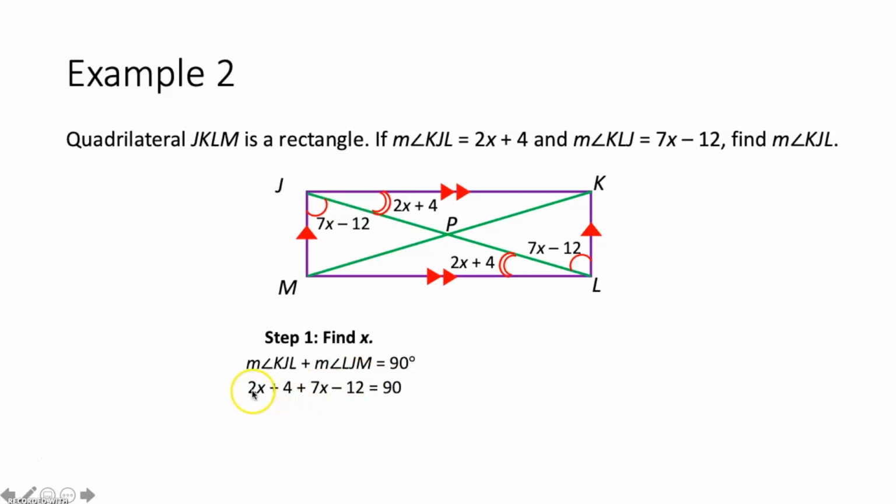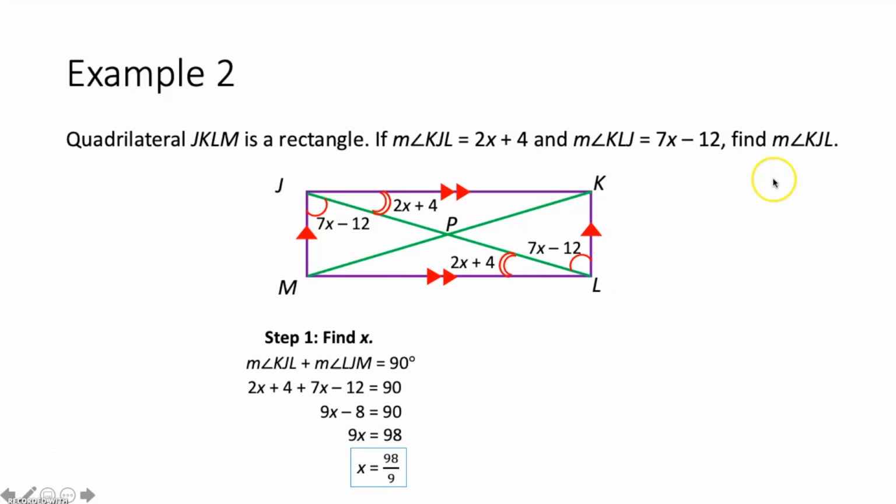Now I can solve for x. So let's combine like terms. 2x plus 7x is going to give me 9x. 4 minus 12 is going to give me negative 8. I then add 8 to both sides, divide both sides by 9, and I get x is equal to 98 over 9. Now, why didn't I just divide this and then round it? Because if I round too early, I'm going to get the wrong answer. So keep your variables as exact as possible until you answer the question.